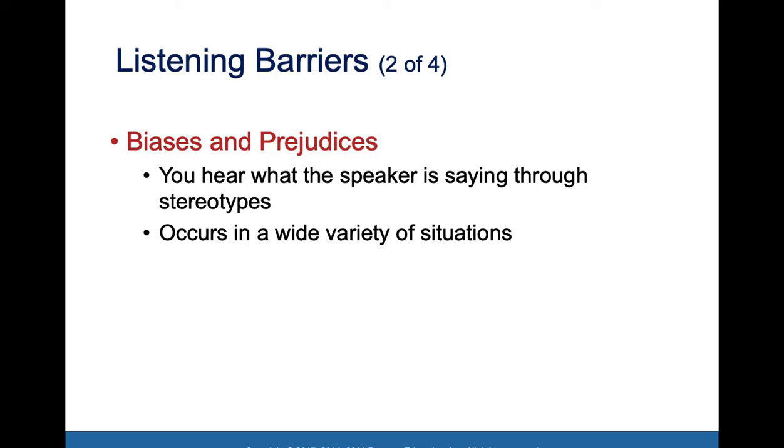The second one is biases and prejudices. This is where you hear what the speaker is saying through stereotypes. This occurs in a wide variety of situations. It definitely happens. In biased or prejudiced listening, you hear what the speaker is saying through stereotypes. This type of listening occurs when you listen differently to a person because of his or her race, affectional orientation, age, gender, when the characteristics are irrelevant to the message.